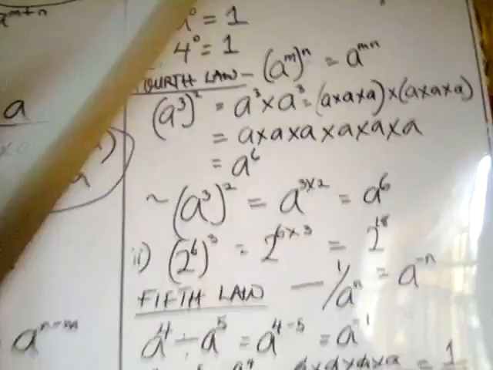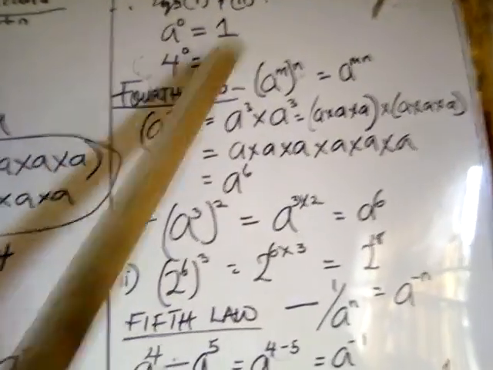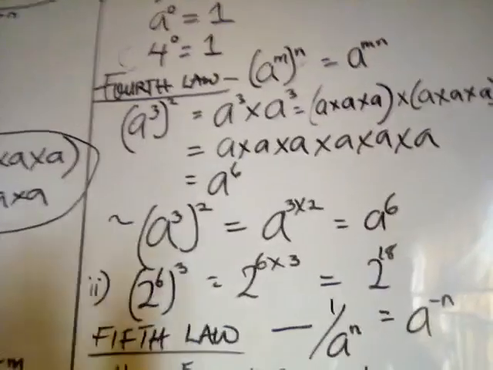So that's how we have anything raised to power 0 is what? Is 1. So 4 raised to power 0 will give you 1. 10 raised to power 0 will still give you 1. Do you get that now?